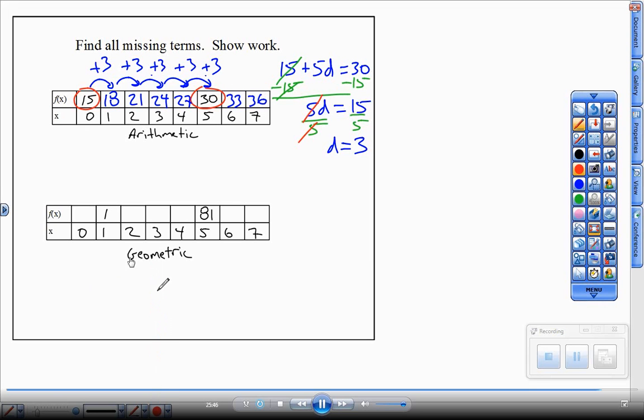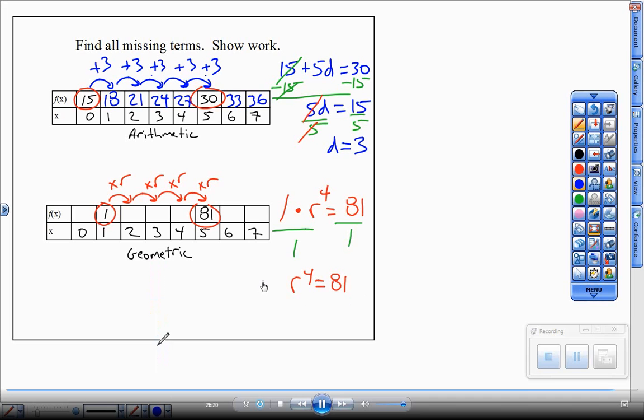This one, the geometric one, you're not finding number of D's here, you're finding number of times R's. How many times R times another R times another R? There are always one more than the number of empty boxes, so that 1 times R to the 4th equals that 81. I'm going to divide both sides by 1. On tomorrow's test, you will be dividing out a number first. That gives me R to the 4th equals 81.